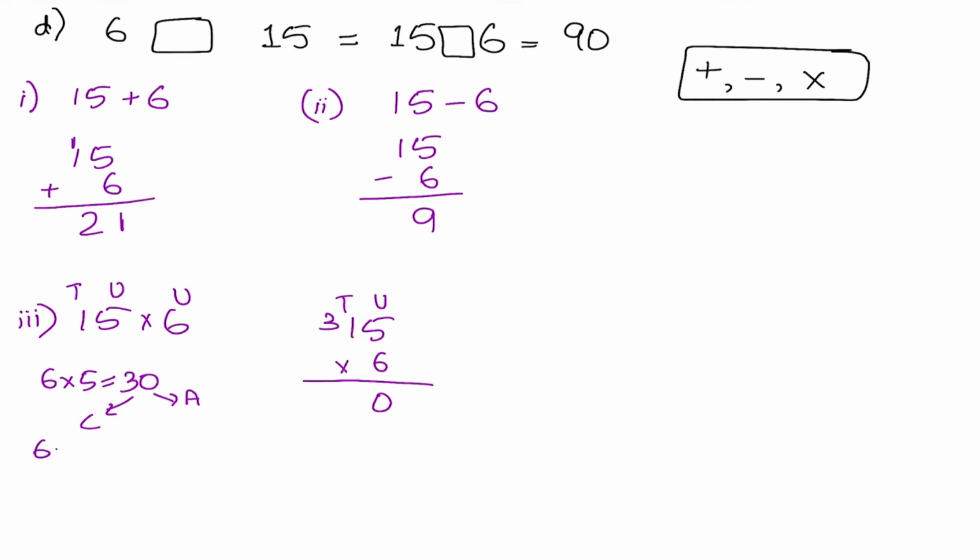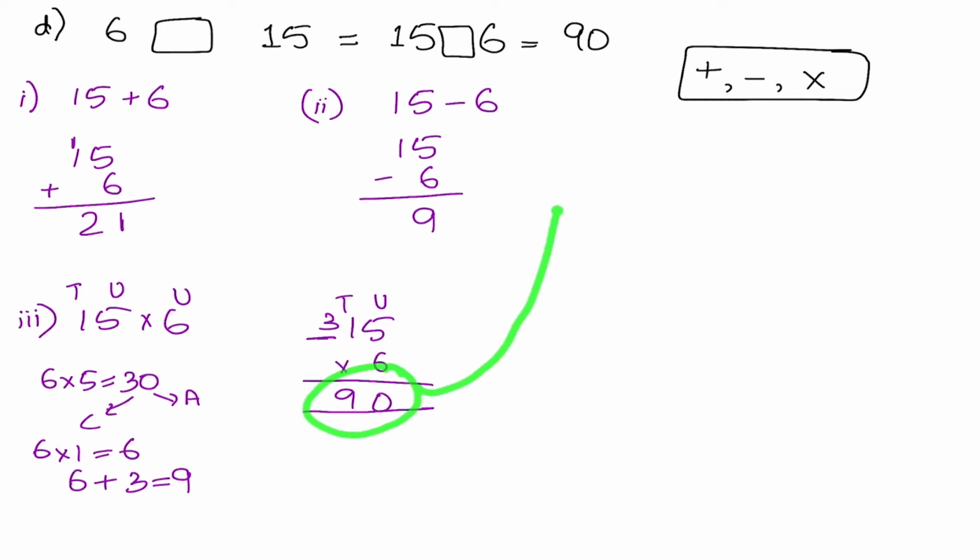Now 6 times 1 is 6 and then you will add this number. So 6 plus 3 is equal to 9. So this will be 90. 15 times 6 is 90. 90 is equal to 90 here. That means you will multiply 15 times 6 and then you will multiply 6 times 15 to get 90 as the answer. Write here multiply and multiply.